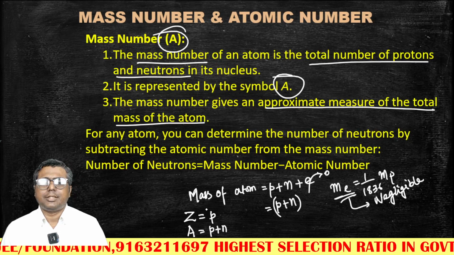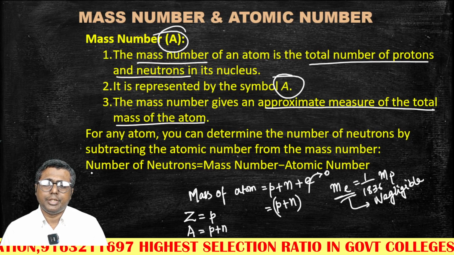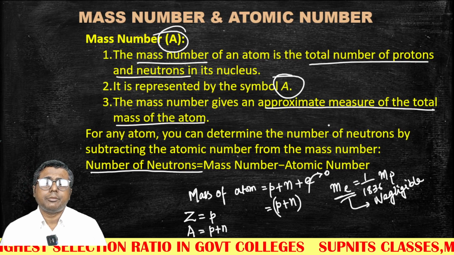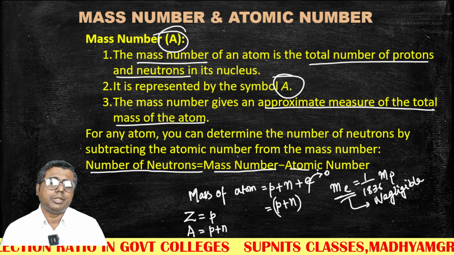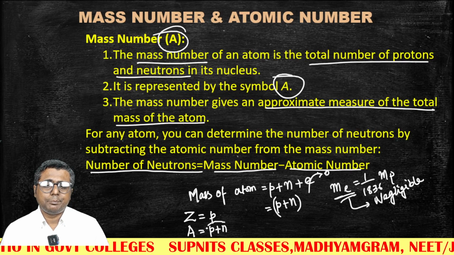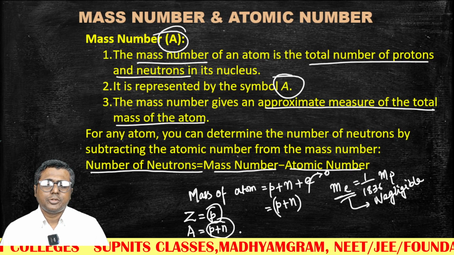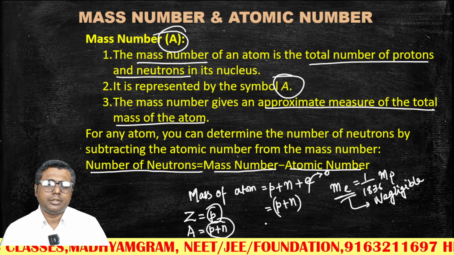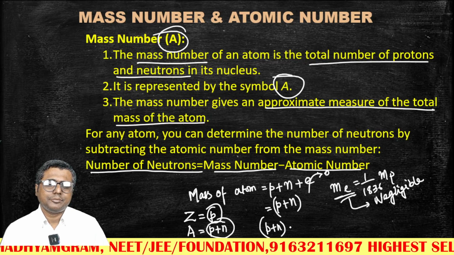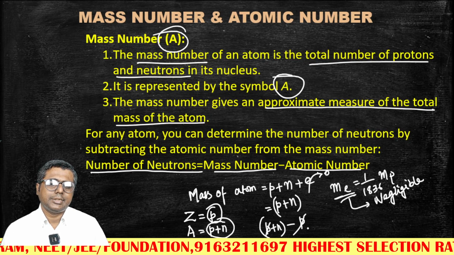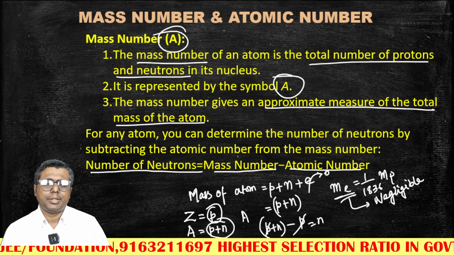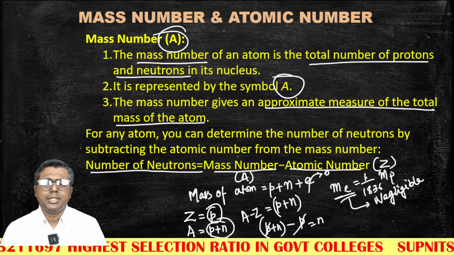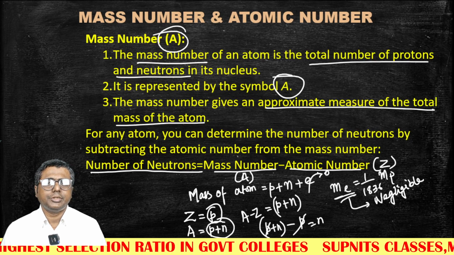Now if anybody says to find the number of neutrons, how will you find it? You will find the number of neutrons by a simple formula: mass number minus atomic number, because the mass number is P plus N and the atomic number is P. So if you subtract Z from A, P will get cancelled out and you will get only N: P plus N minus P, so P cancels out, and you get N, that is A minus Z. Mass number is A and this one is Z. So this is how you will calculate the number of neutrons.